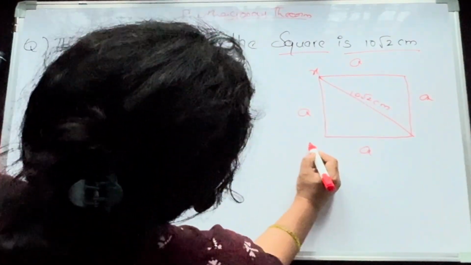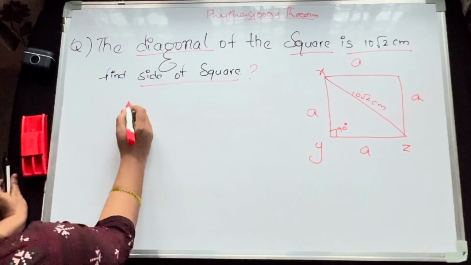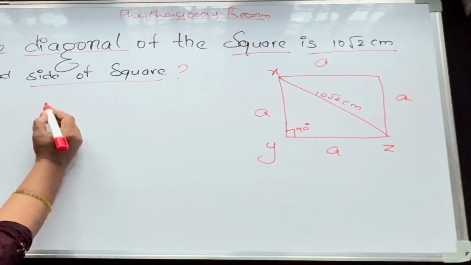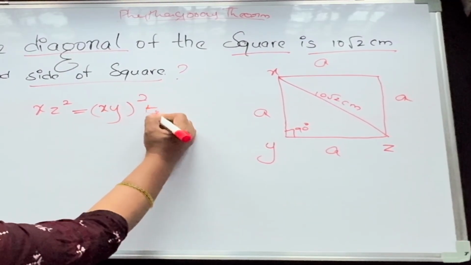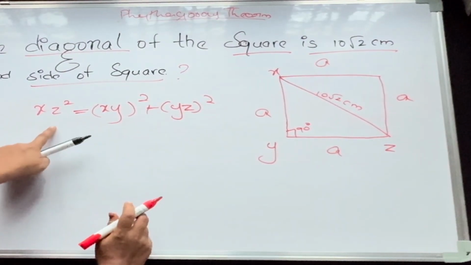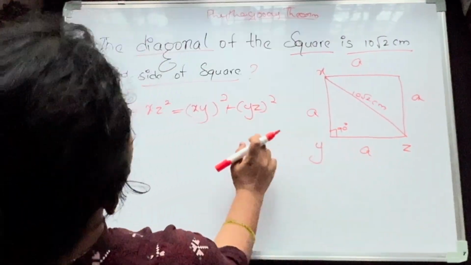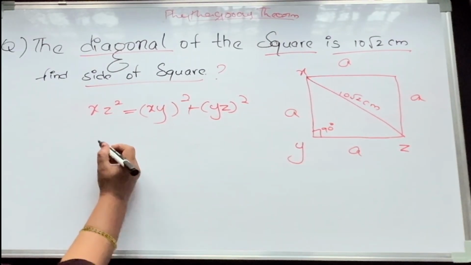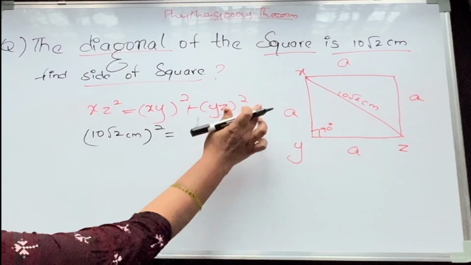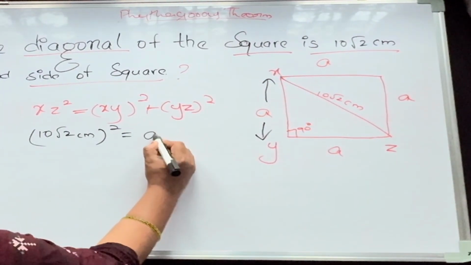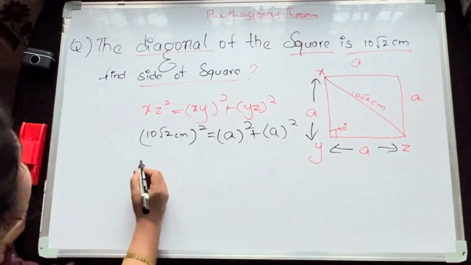And we will label X, Y, Z. See, Y is 90 degrees. Okay. Right angle triangle. Now, XZ square is equal to XY whole square plus YZ whole square. This is the hypotenuse. XZ is the hypotenuse. XY is the height. YZ is the base. Okay. Now, XZ is how much? 10 root 2 centimeters whole square. XY is, see, a. So, a whole square plus YZ is a, a whole square.